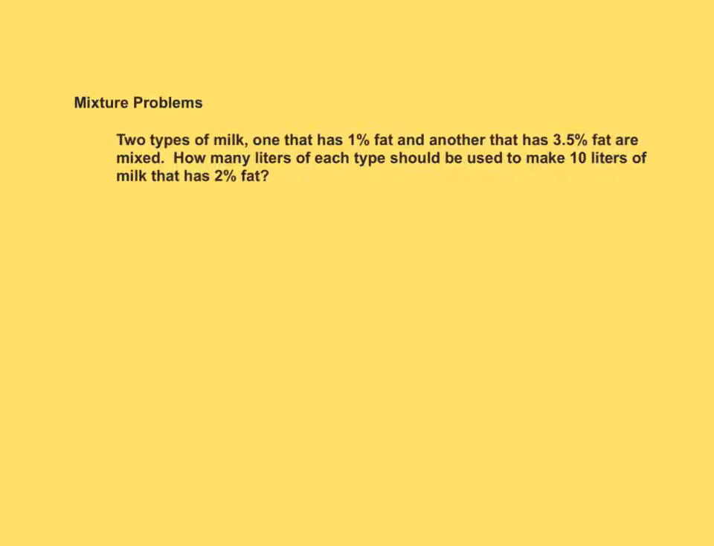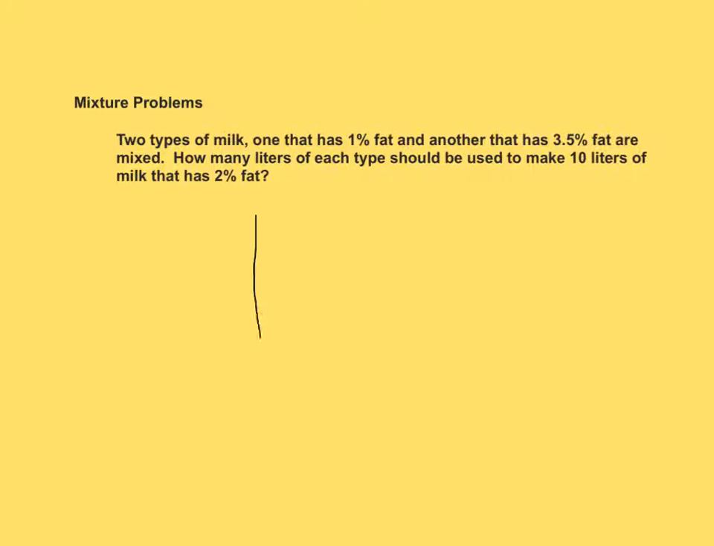So here we go. Number one, mixture problems. Here's an example: two types of milk, one that has 1% fat and another that has 3.5% fat, are mixed. I'm going to solve this kind of problem using a table. So let me show you how I do that. I think it's a good system.